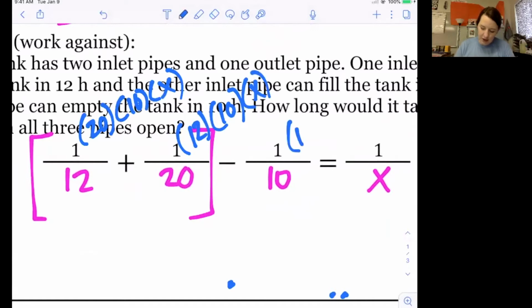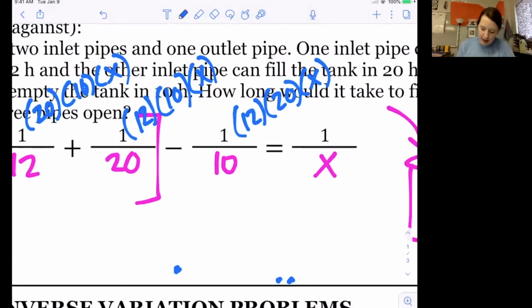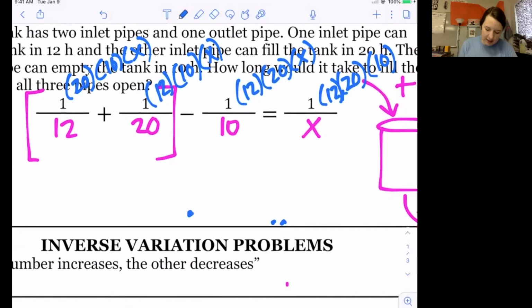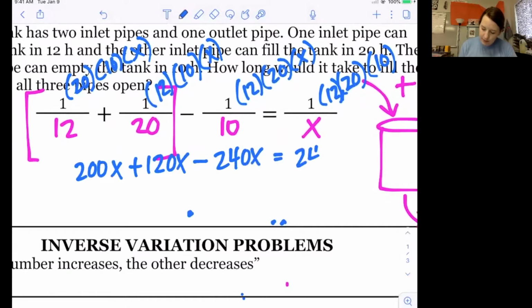Next one, I'm missing 12, 20, and X. And then this right side, I'm missing 12, 20, and 10. So if I multiply these out, I end up getting 200X plus 120X minus 240X equals 2,400.